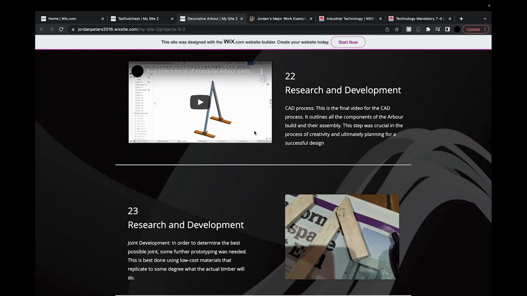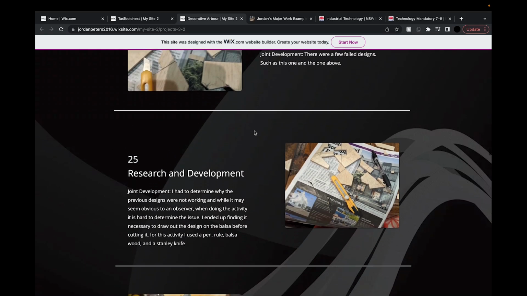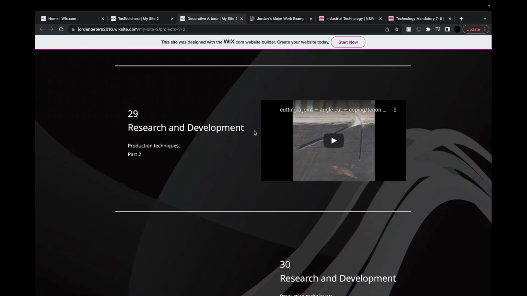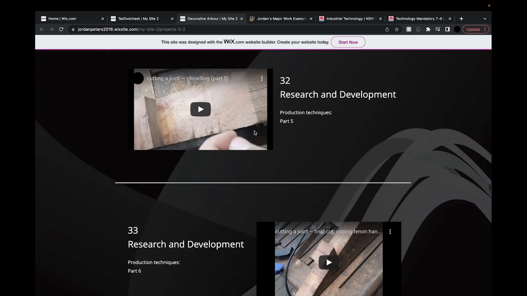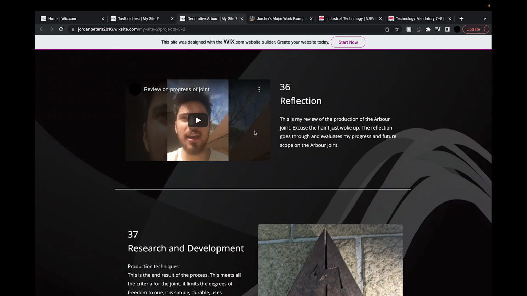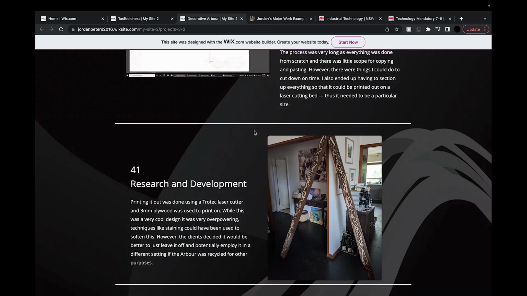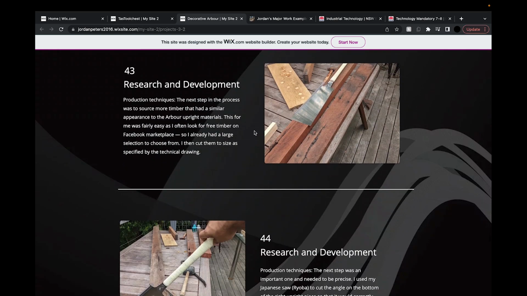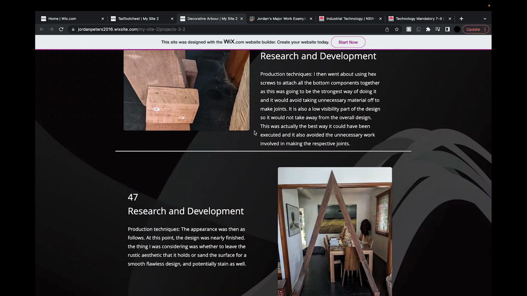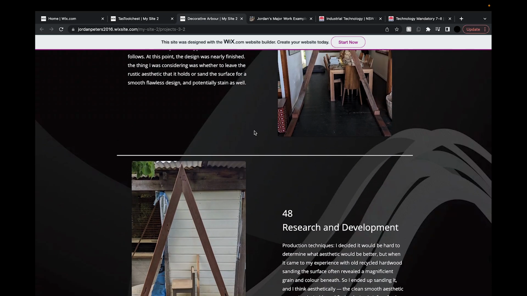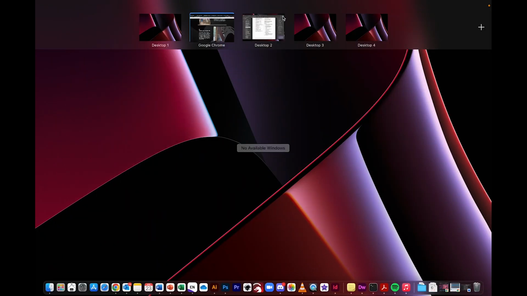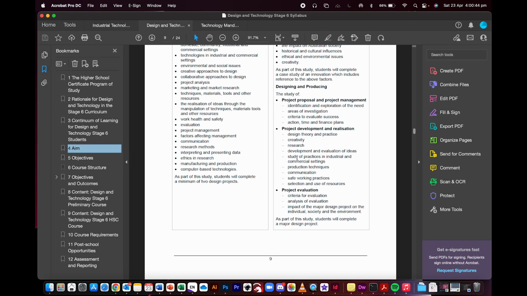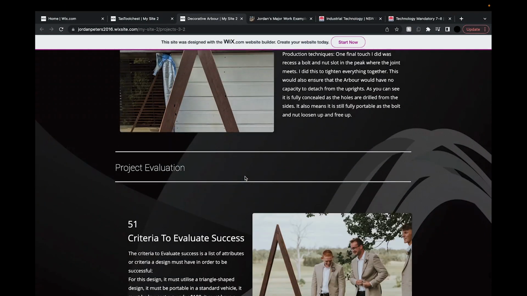And yeah, just a lot of research I have. More reflection, more research. Production techniques. And yeah, as you can see, it kind of goes through, see, production techniques is where I'm up to. And evaluation of ideas throughout, study of practices in industrial commercial settings, that is also included.